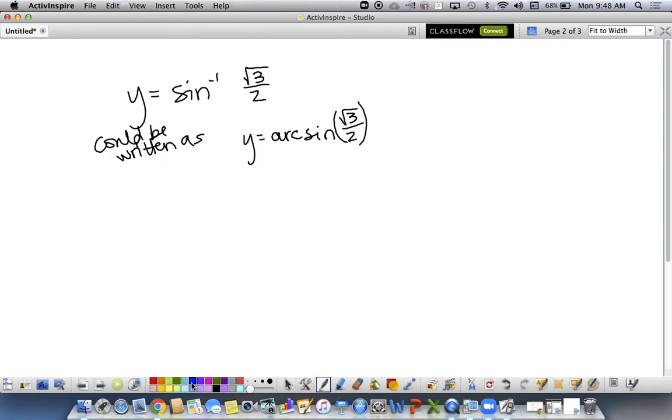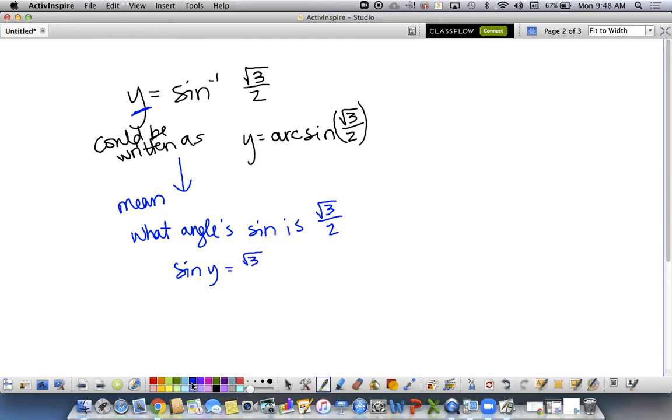Another thing, what it means. What does it mean? It's saying what angle, y, what angle's sine is the square root of 3 over 2. Or sine y, you might even want to say theta, sine theta, equals the square root of 3 over 2. And I'm saying, what angle? What angle's answer is the square root of 3 over 2?